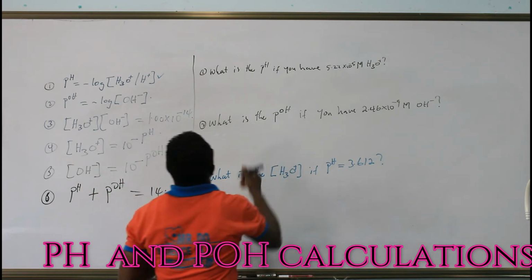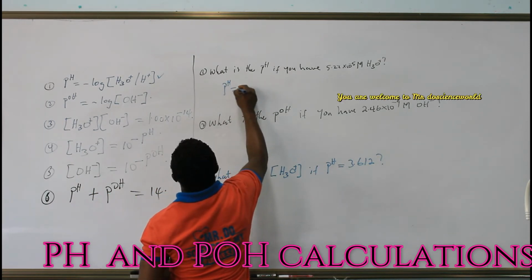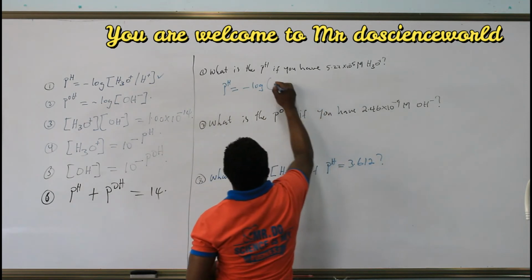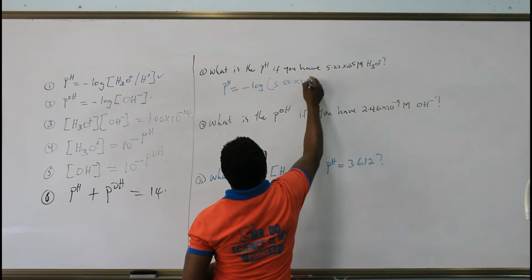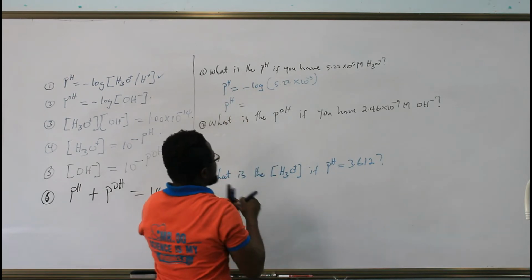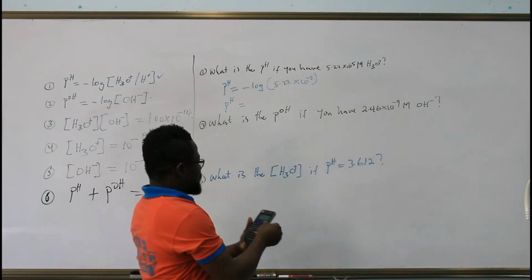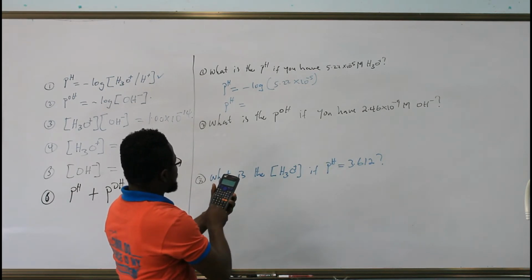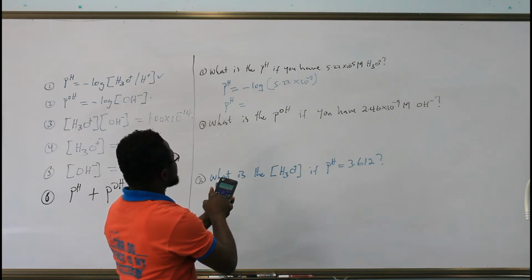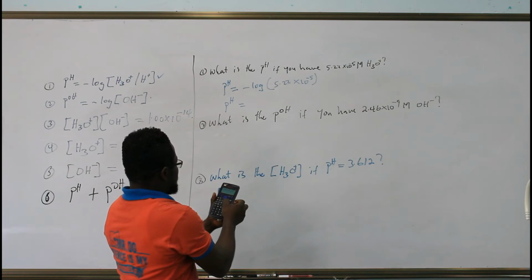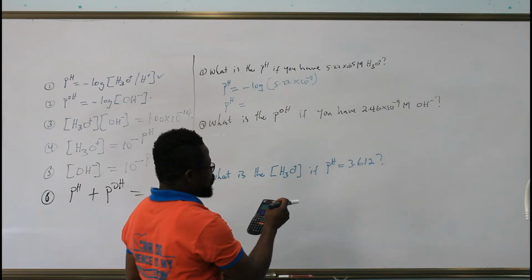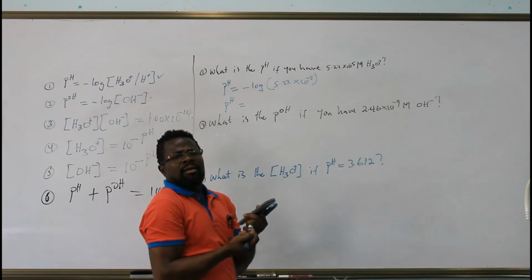So formula number 1 gives us pH equals negative log of the concentration, and the concentration is 5.22 times 10 exponent negative 5. Once we have this, we take our calculator and take negative log of 5.22 multiplied by 10 exponent negative 5. Let's check what we have. We can see that our answer is 4.282329497.